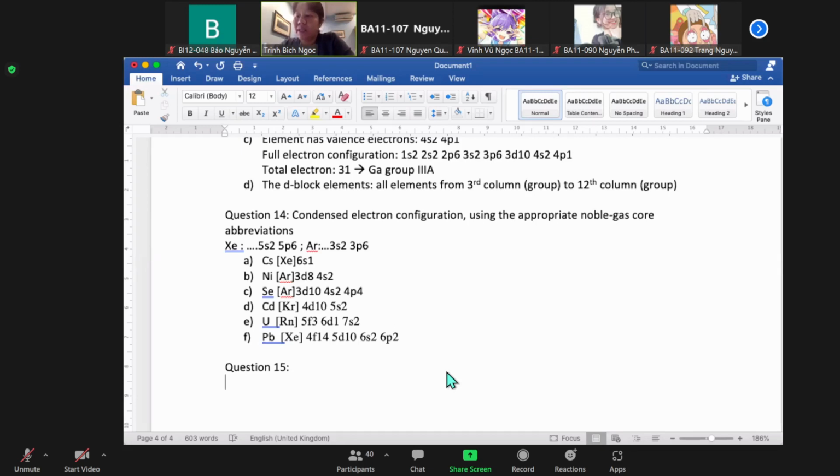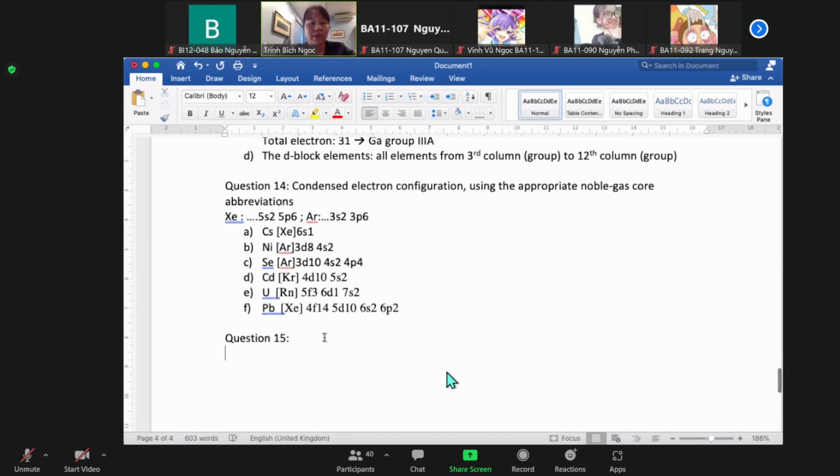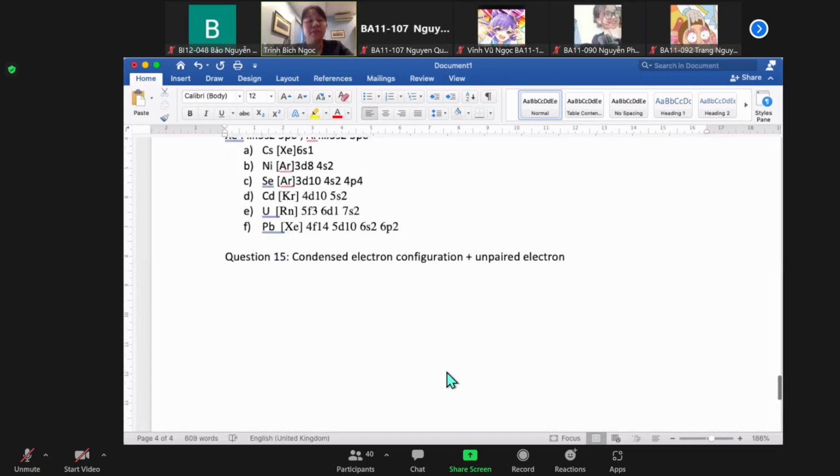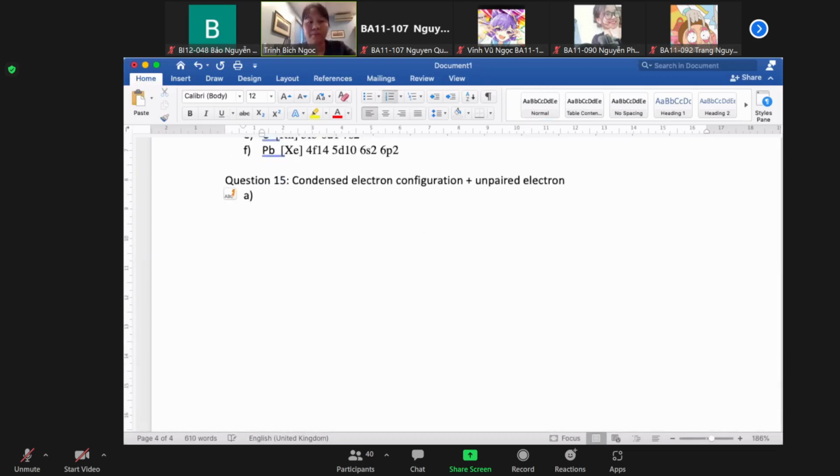The question 15, you need to write the condensed electron configuration, and you need to indicate how many unpaired electrons it has. Okay, so you need to write the condensed electron configuration. Thus, identify how many electrons which has electron tự do. So the first one, magnesium. Thế rồi đúng không ạ?